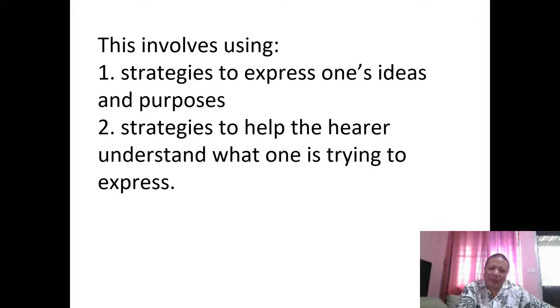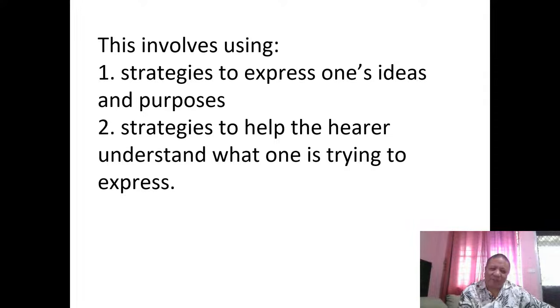Now, negotiation of meaning involves, number one, strategies to express one's ideas and purposes clearly. So, you have strategies to express your ideas and purposes, and strategies to help the hearer understand what one is trying to express. You try to express your ideas and you help the hearer understand what you're trying to say.